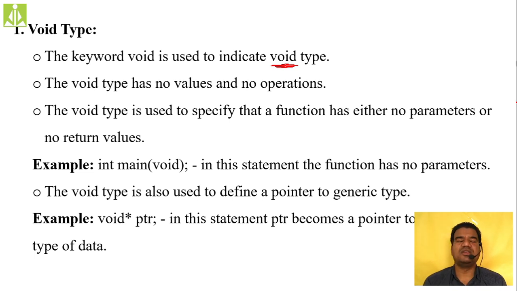In our programming, in almost every program you are going to use this void. Over there you will understand the purpose of this void. So the keyword void is used to indicate the void type in our programming. As I just said, the void type has no values and no operations. The void type is used to specify that a function has either no parameters or no return values.